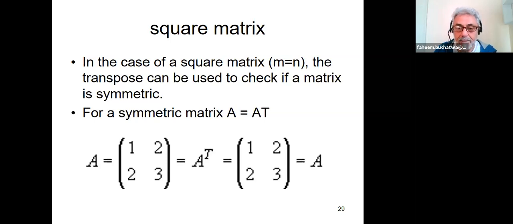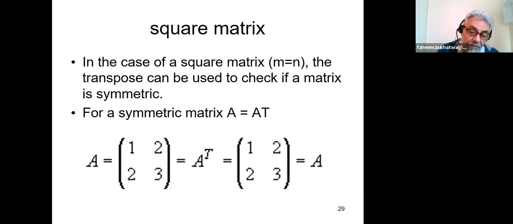A square matrix is a matrix that has the same number of rows and columns, like 2 by 2. In the case of a square matrix, the transpose can be used to check if the matrix is symmetric. A symmetric matrix, as we mentioned earlier on, has the same rows and columns. So in this matrix A, the first row is 1, 2 and its first column is also 1, 2. The second row is 2, 3, and its second column is 2, 3. So they call this a symmetric matrix. This is also a square matrix.